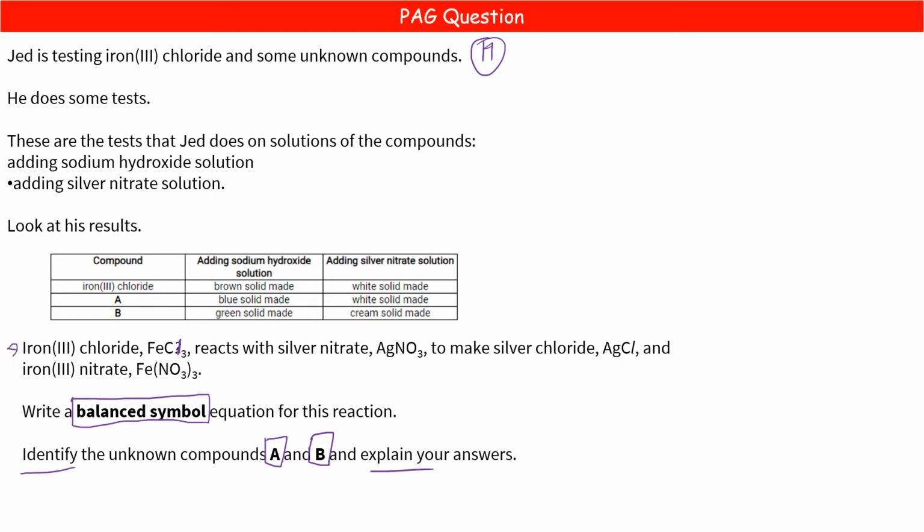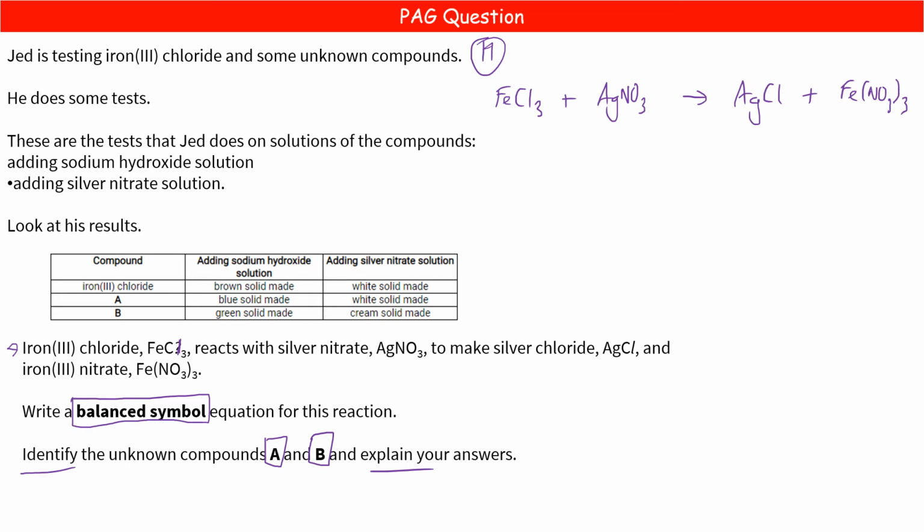Here, they've given us all the formulas that we need, first of all. So let's start off with our FeCl3. That's going to react with silver nitrate, AgNO3, and we're going to make silver chloride, AgCl, and iron 3 nitrate, which is Fe(NO3)3. So that is just the symbol equation.